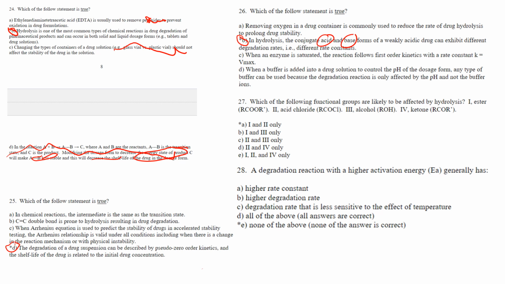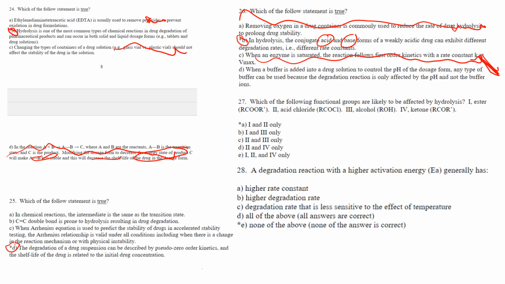Removing oxygen in the container is used to reduce the rate of hydrolysis. This isn't true. When have you ever removed air from a container in a community pharmacy? Kind of just common sense. Again, it probably would work, but it's not commonplace. Enzyme is saturated, first order kinetics, K equals Vmax. This is not true in first order. This would be true in zero order because then it would be linear. But there is a Vmax you can theoretically reach, and this is a linear line. That's why I drew that, by the way.